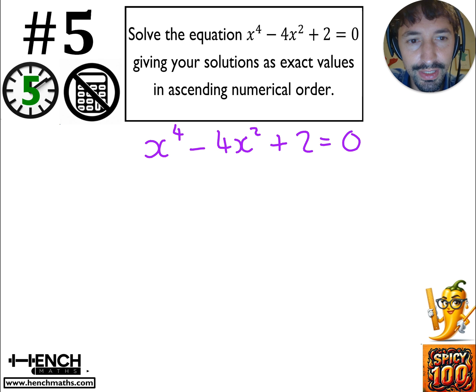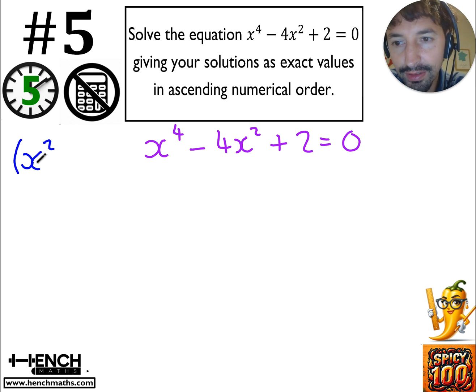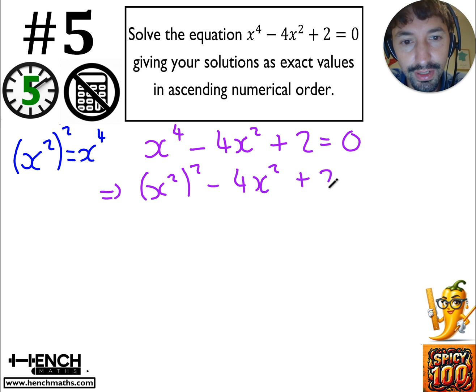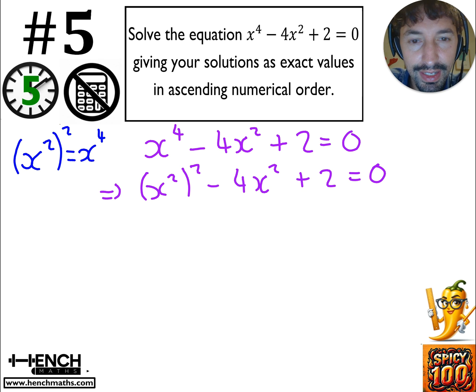Now if we use this trick that x squared, using the rules of indices, multiplied by x squared is x to the power of 4, effectively what we've got here is x squared all squared, minus 4x squared plus 2 equals 0. And so it is in the format of a quadratic equation.